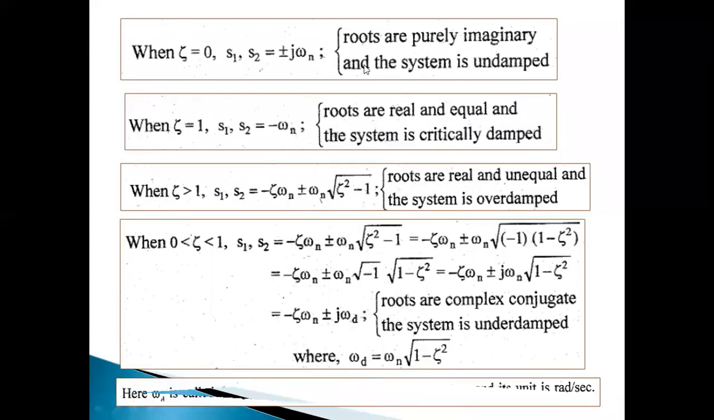When zeta is equal to 0, the roots are purely imaginary. When zeta is equal to 1, the roots are real and equal values. When zeta is greater than 1, the roots are real and unequal values. When zeta lies in between 0 to 1, the roots are complex conjugate. This case is a very important case.